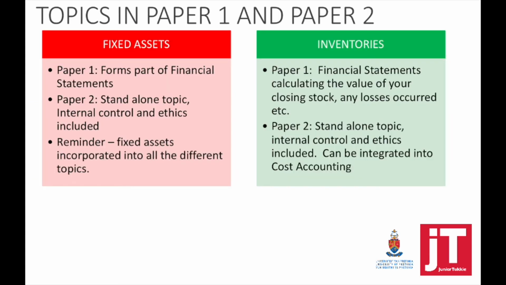If we look at the topics in paper 1 and paper 2, and we've mentioned this before, just to elaborate a little bit more, you've got fixed assets and inventories. Now, fixed assets in paper 1 can form part of your income statement, where you need to calculate the depreciation, and calculate if you made a profit or a loss on disposal of an asset. These are just examples that I'm mentioning.